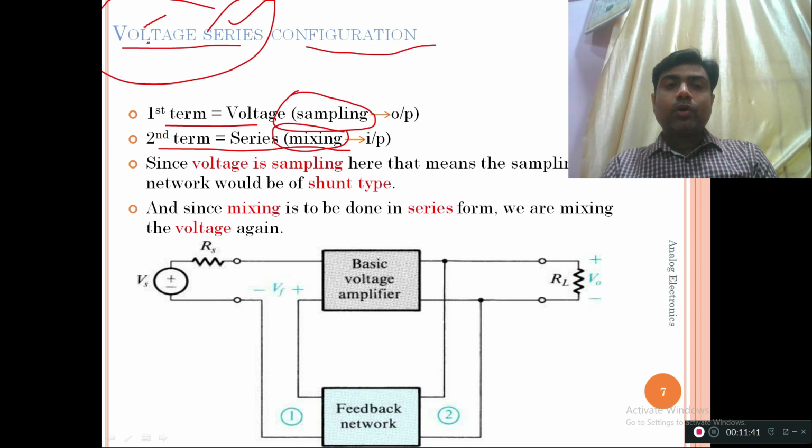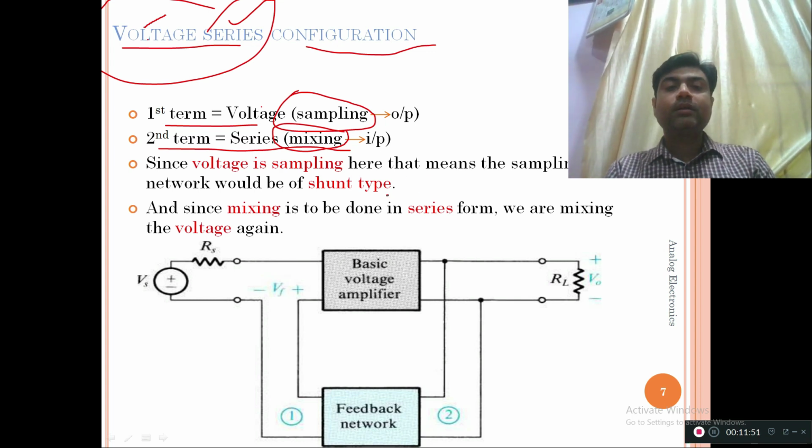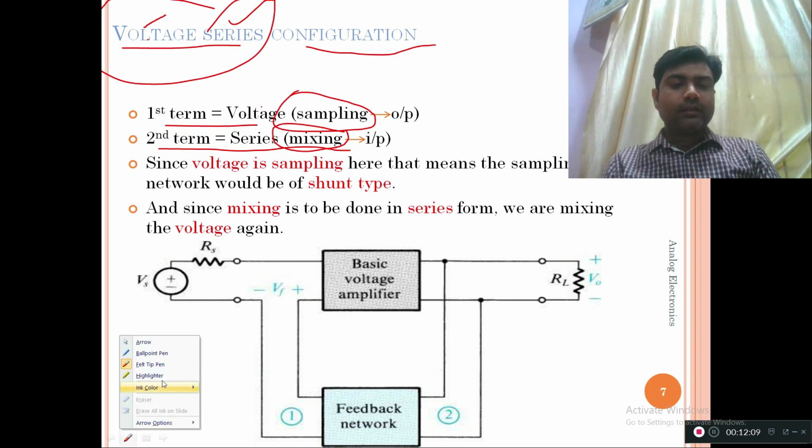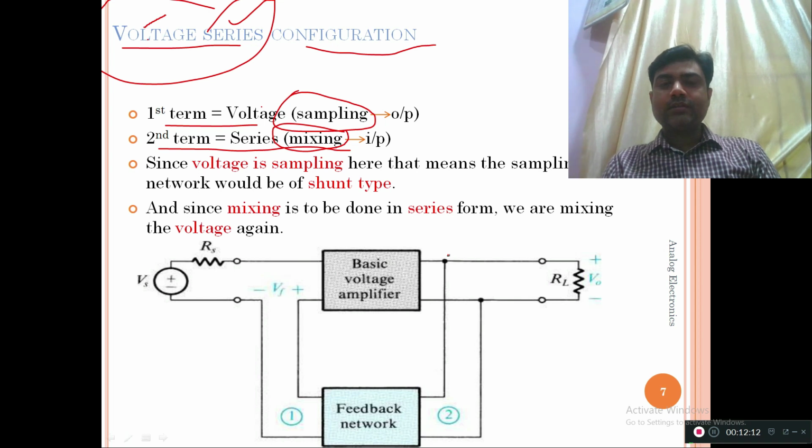Now what are we sampling? We are sampling the voltage. And since we are sampling the voltage, what does it mean? As we have seen, the sampling has to be done using the shunt network. So we are interested in sampling the voltage at the output side. As we have already seen, the sampling of the voltage needs to be done in the shunt form. So you can see that the sampling is done in the shunt form.